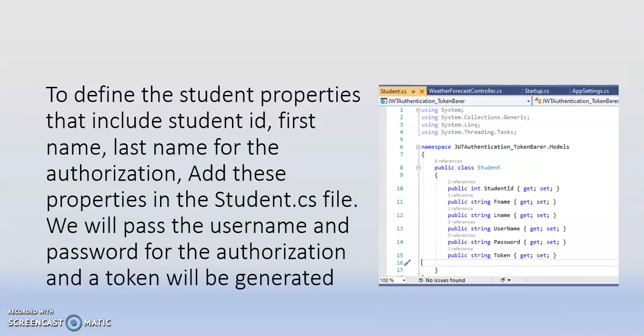Now in the Student.cs class created in the models folder, we will provide the student properties, that is the student ID, first name, last name, using the get and set method. Then we will provide the username and password for the authorization. At last, a token will be generated.